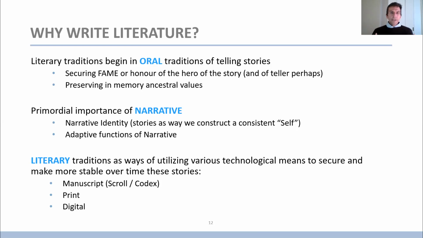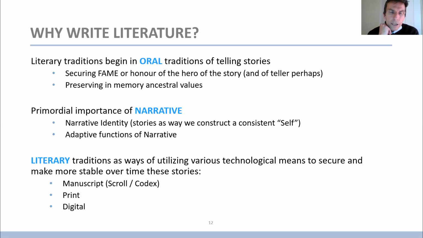So it has that sort of importance for culture. And then maybe even more broadly, we could say that there's a natural tendency to narrative.